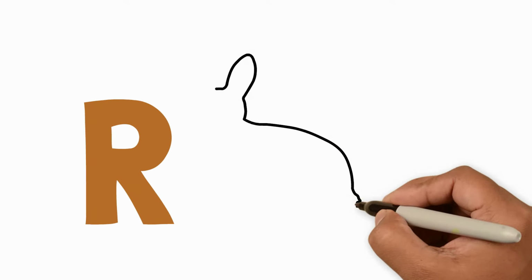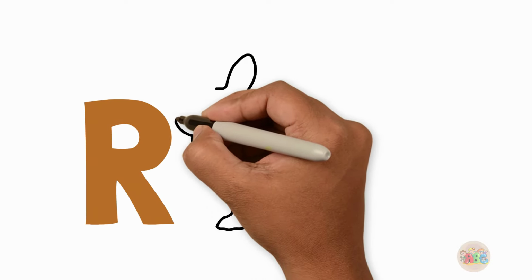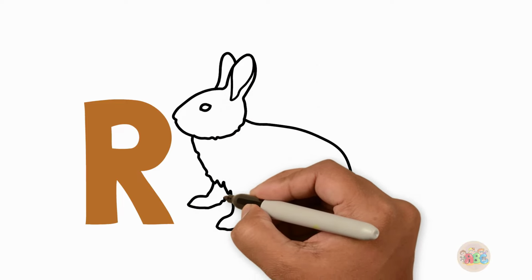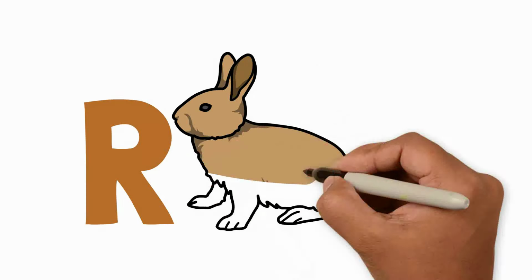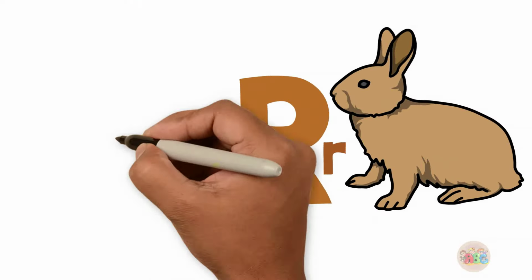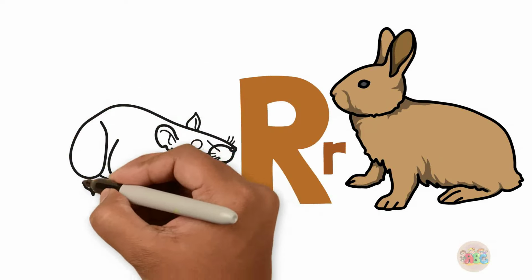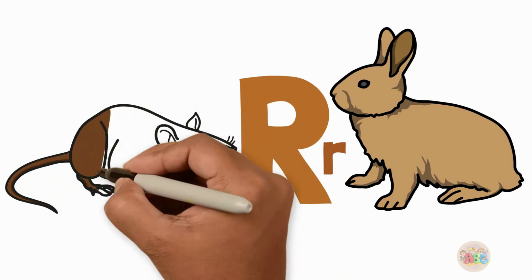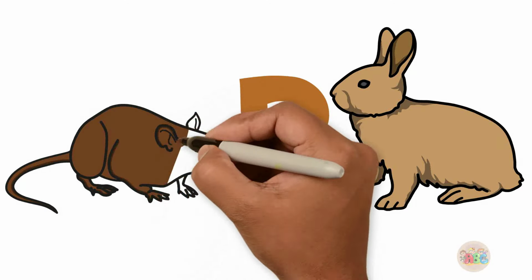R. R is for rabbit. Again say with me, R is for rabbit. R. R is for rat. Say with me, rat.